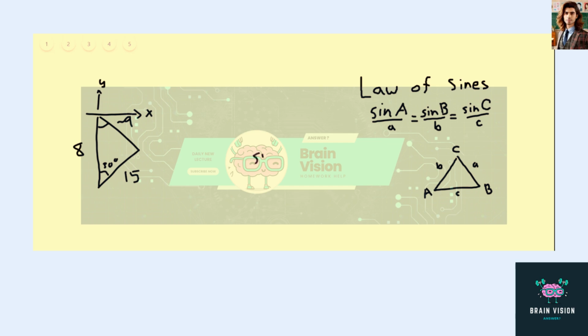So we'll have sine of 30 degrees over 9, this part, we'll just do the c part first, is equal to sine of this angle, which we'll just call B for now, over 15.